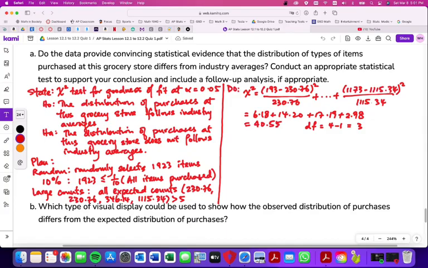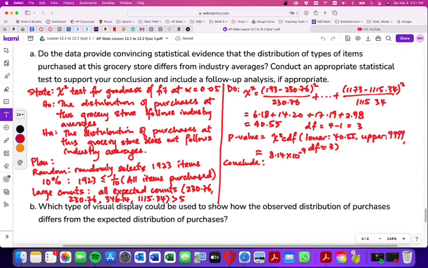Categories minus 1, which is 4 minus 1, equals 3. So the p-value, you can use chi-square CDF, or you can use the calculator function, right? But here, if you use CDF, you have to put in 3 parameters: the lower bound, which is 40.55, the upper bound, which is 99999, and the degrees of freedom, which is 3. That comes up to a very, very small number. The calculator says 8.14 times 10 to the power of negative 9. So it's really negligible.